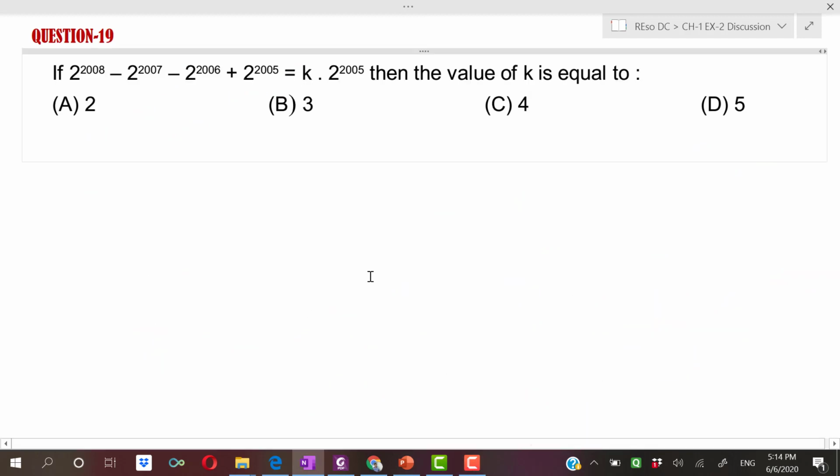Okay, question number 19. 2 raised to the power 2008 minus 2 raised to the power 2007 minus 2 raised to the power 2006 plus 2 raised to the power 2005 is equal to k into 2 raised to the power 2005. Then I have to calculate the value of k.